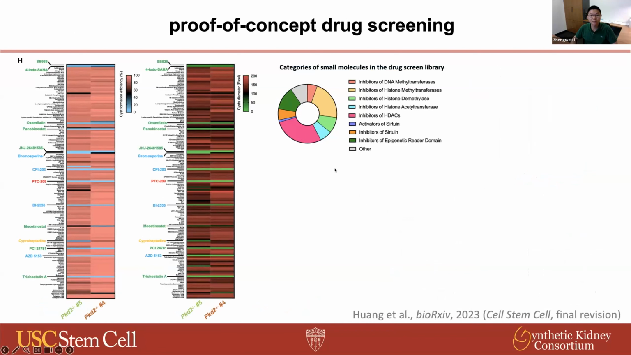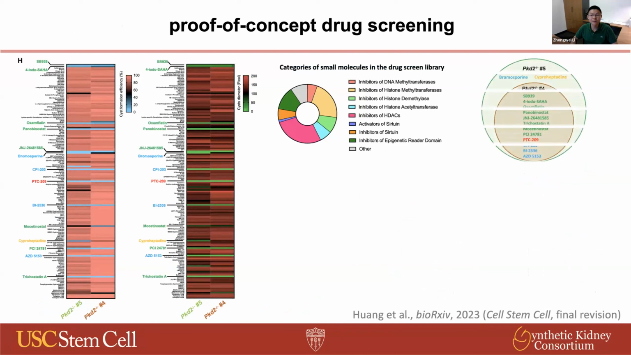and we chose a small library consisting of hundreds of small molecules targeting specifically the epigenetic pathway. And here, as you can see, the screening is very robust with consistent results from two individual MPC9 lines bearing PKD2 knockouts. Importantly, the identified hits belong to either the HDAC inhibitor group or the BRD4 inhibitor group, both of which have been described before as PKD treatments in mouse models.